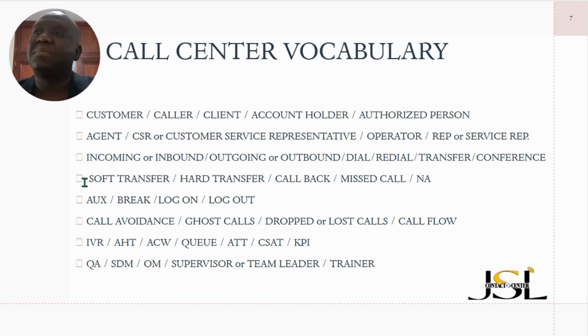Now, you should know the difference between a soft transfer, hard transfer, callback. What is a callback? Obviously, you calling someone back, but at the same time, sometimes a customer makes a call back. We called, the customer was not available, so the customer is calling back. That's a callback. So the callback can go both ways. Either you made the callback or the customer is calling us back.